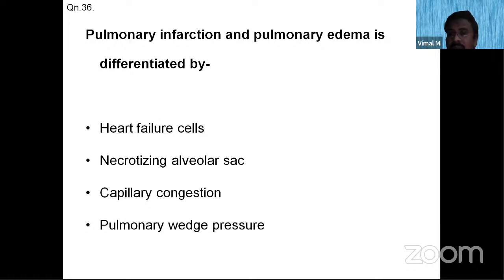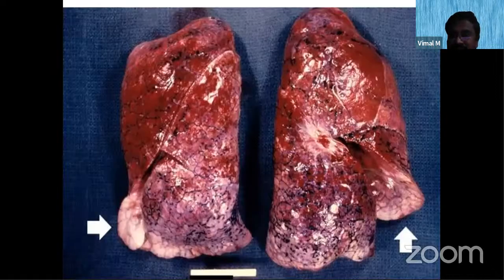Pulmonary infarction and pulmonary edema are differentiated by: heart failure cells, necrotizing alveolar sac, capillary congestion, pulmonary wedge pressure. Okay, pulmonary wedge pressure. So for solving these questions, let us have a background knowledge of these things.